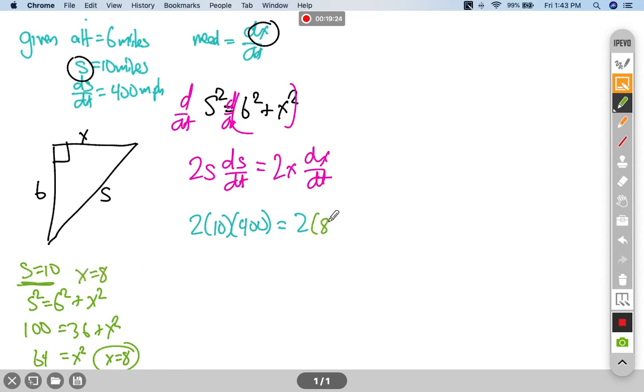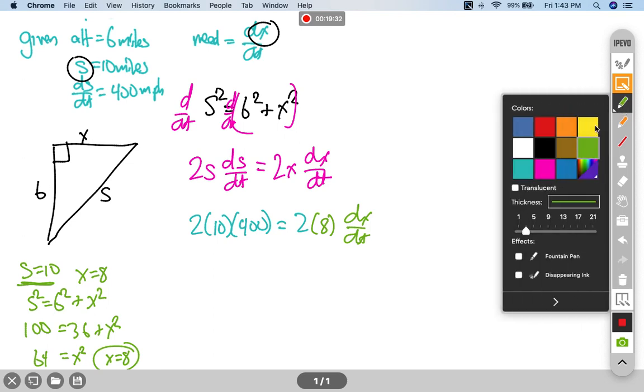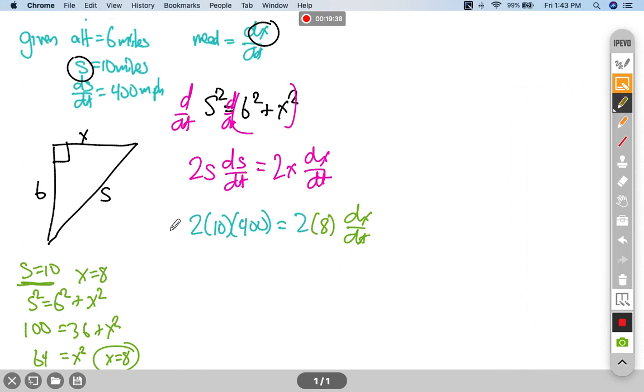So I can plug this into here, and now it's just a little work to solve for dx/dt. So here we got 8,000 equals 16 dx/dt. So dx/dt is going to be 8,000 divided by 16, which should give us 500 miles per hour.